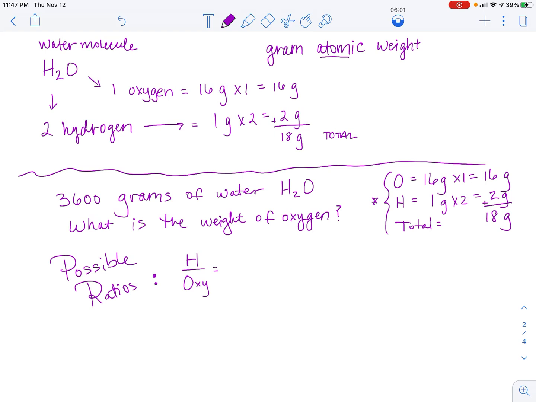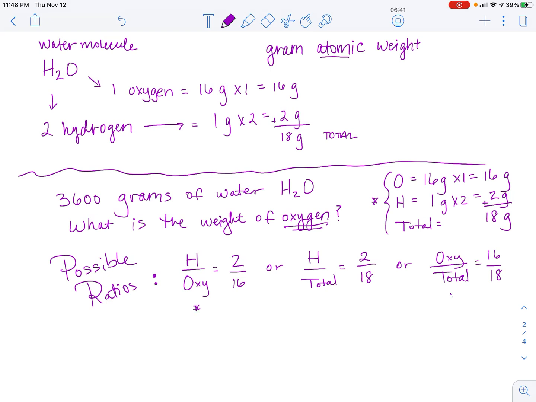And if I did that, I would write the ratio as 2/16, or I could use hydrogen over the total, which would just be T, which would be 2/18, or I could use oxygen over the total, which would be 16/18. So we have to ask ourselves which one of these is most fitting. Well, let's determine what we have. What are we looking for? We're looking to figure out the weight of oxygen.